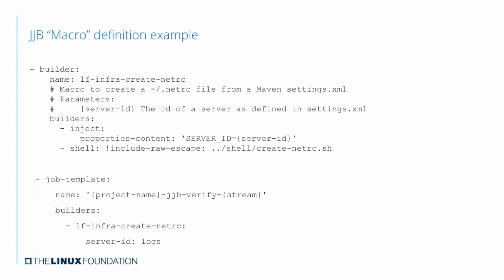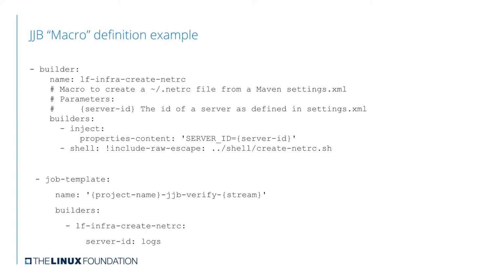And this is basically a macro definition, right? So in this case, we're creating a macro that is called lfinfra create netrc. It creates a builders section of the job that basically does two things. It has an inject properties here with setting a new server, a new environment variable for that job. And then it's basically calling a shell file that is being included into this, which we can then manage separately as well.